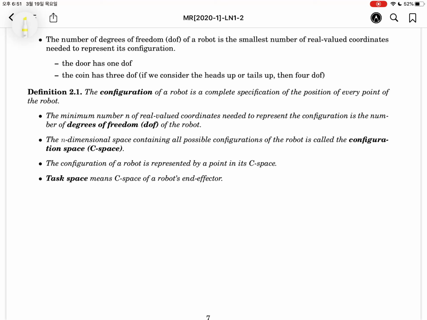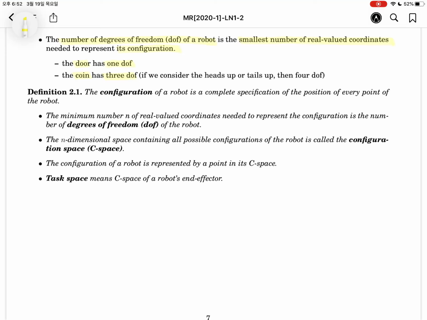Okay, the number of degrees of freedom of the robot is the smallest number of real-valued coordinates needed to represent each configuration. Let's consider the previous examples. The door has 1 degree of freedom. The point on the plane has 2 degrees of freedom. The coin lying head up on the flat table has 3 degrees of freedom.